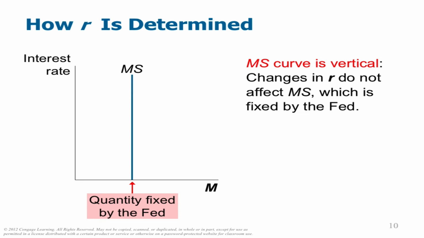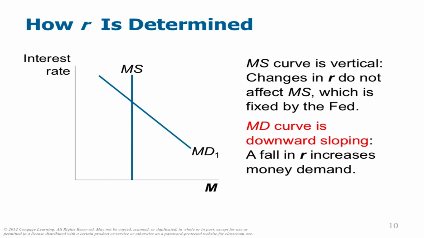When we put the demand curve in, we're going to have an equilibrium, which will tell us the interest rate. At least there's one thing that's kind of consistent: equilibrium always results in something. There's no it depends. So the lower the interest rate, the greater the quantity of money demanded.